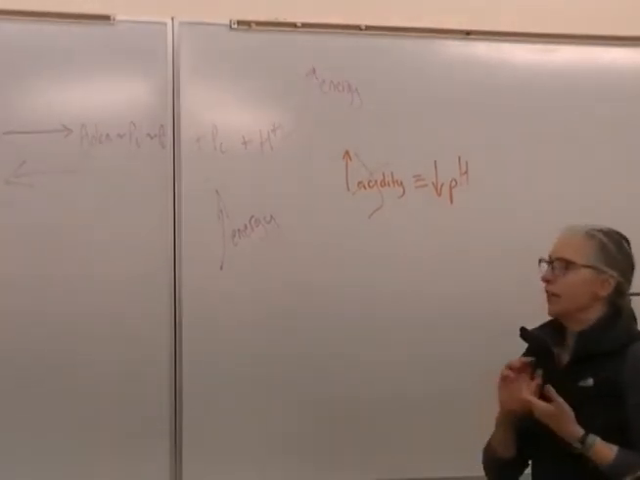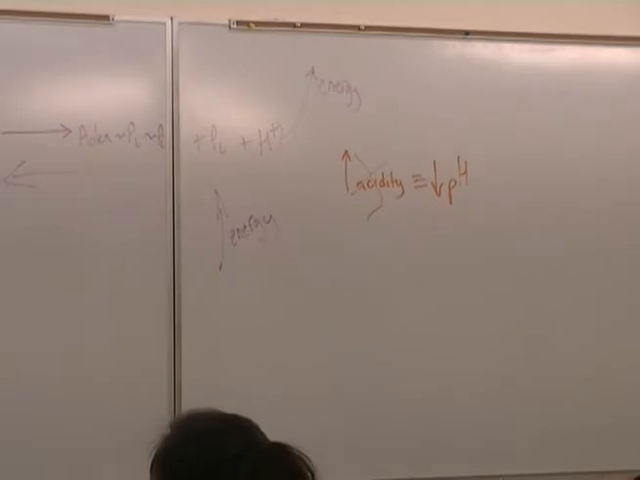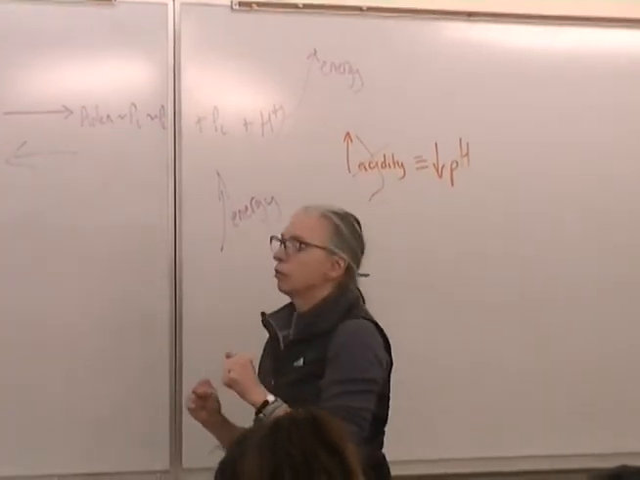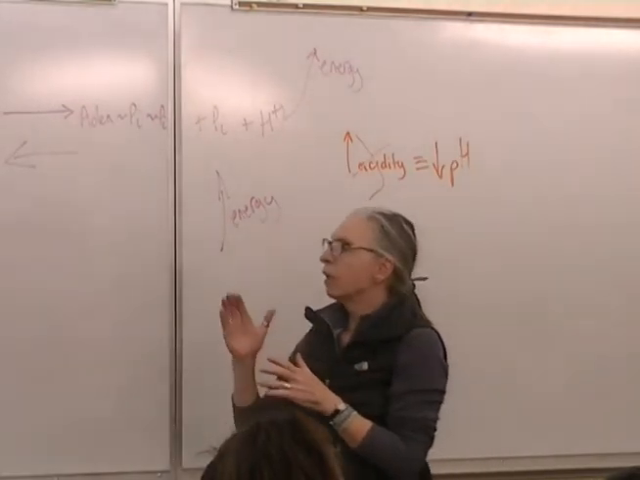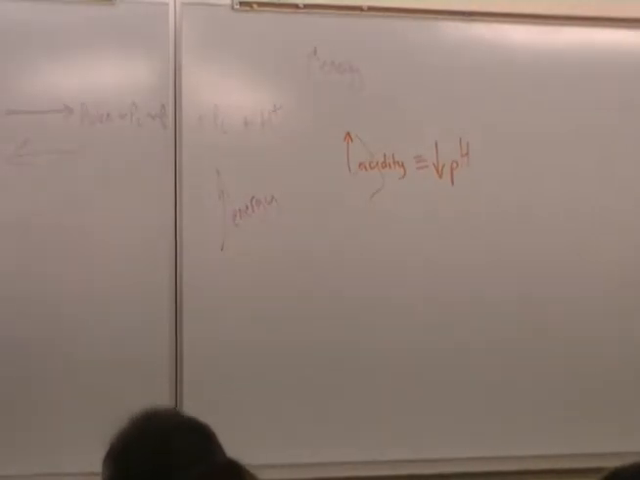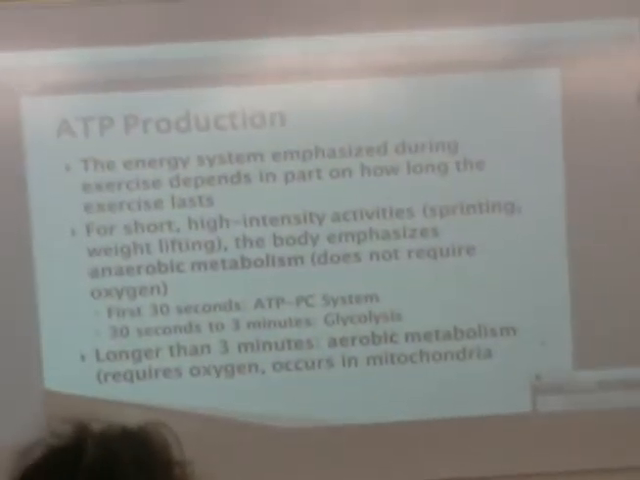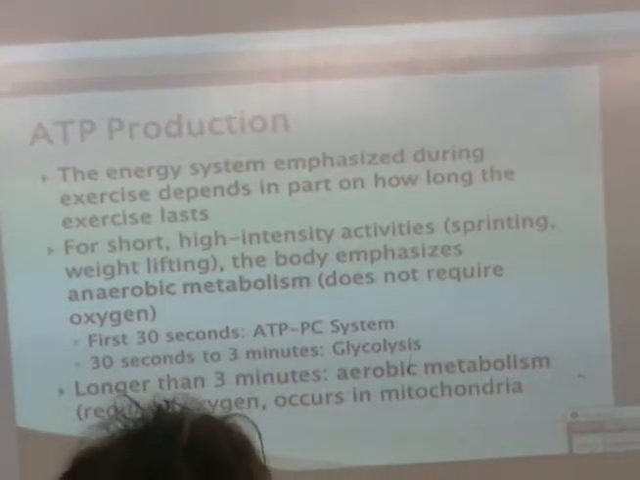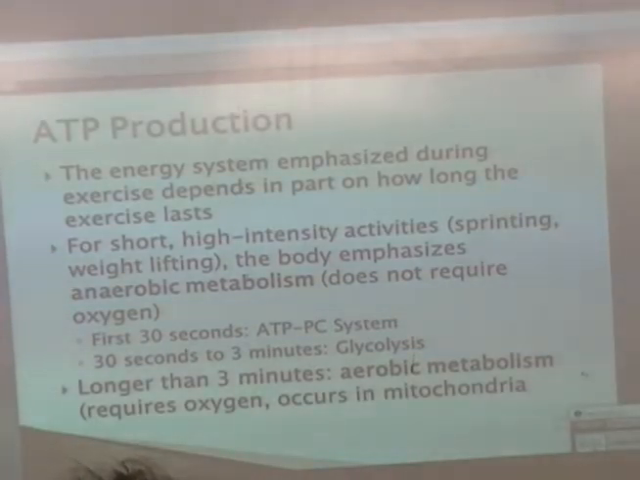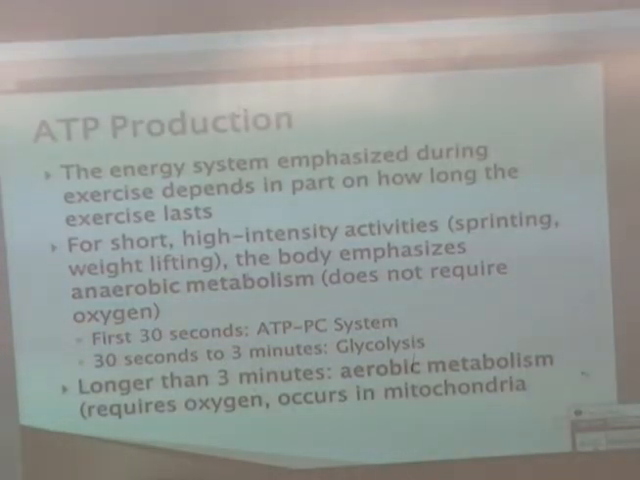So, if I do an event that is relatively short, hard work, for a short period of time, then we are going to be making our ATP anaerobically, without oxygen available in the cell. We have two systems that work anaerobically. The first system is called the ATP-PC system, and it takes us from 0 to around 25 to 30 seconds, depending upon the person, what kind of training they've done, things like that.